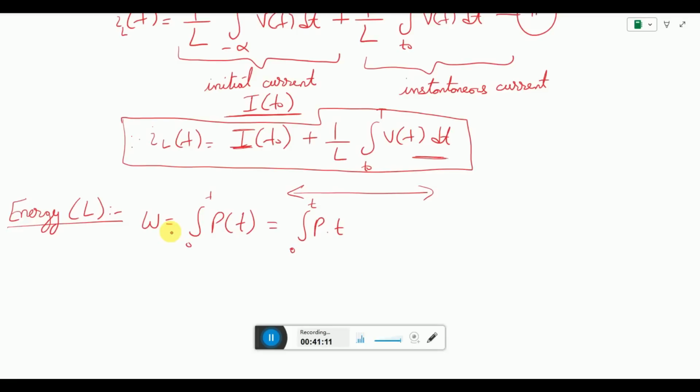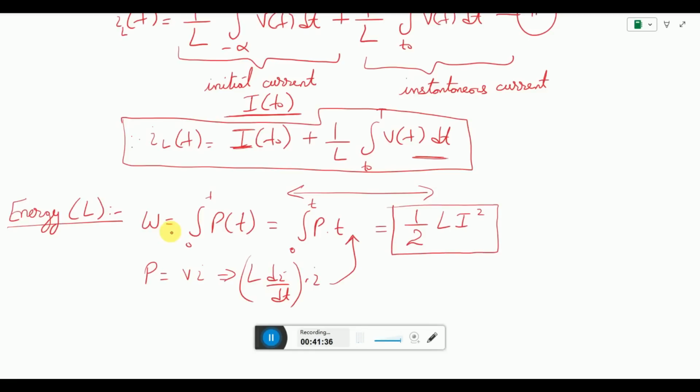So what is the power in this case? We know that power from Ohm's law is the product of voltage into current. We know that voltage for inductor is L di by dt. You multiply it with current and you input it over here. So the energy stored in an inductor comes out to be half L I square. Again, you can do the integration, but at this stage we are not interested in solving the integration. We just want to know the mathematical expressions associated when working with inductors.